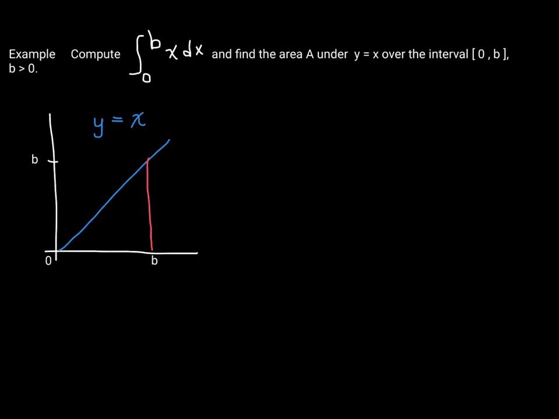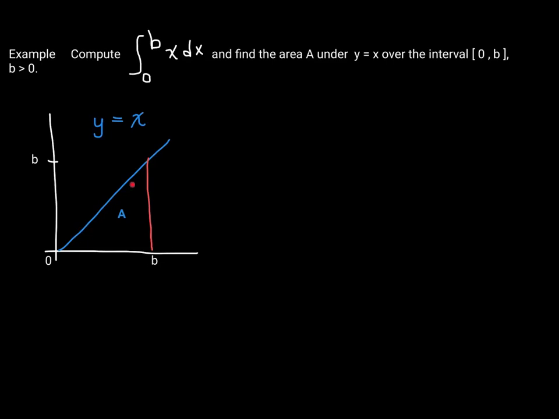So they've given us this identity function, y equals x. That's what it is, the identity function. And this is the area here, I can label it A. So this is the area that they're looking for: the area underneath y equals x from 0 to b, and b is just some positive value along the x-axis.